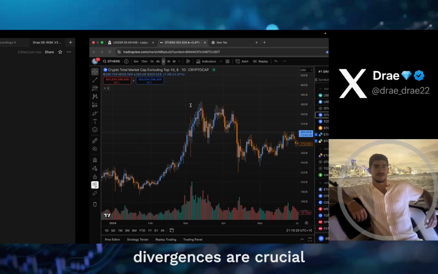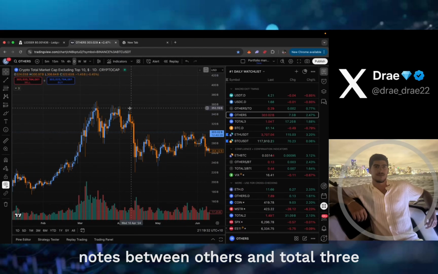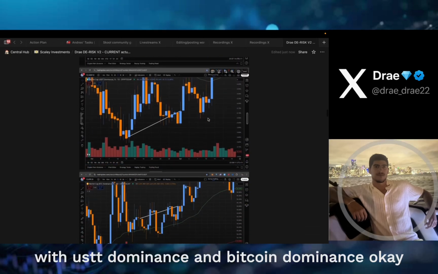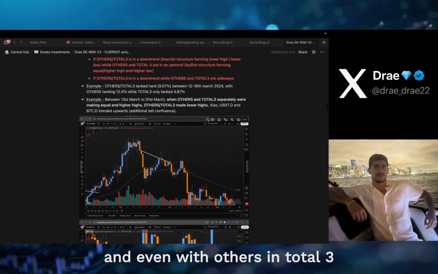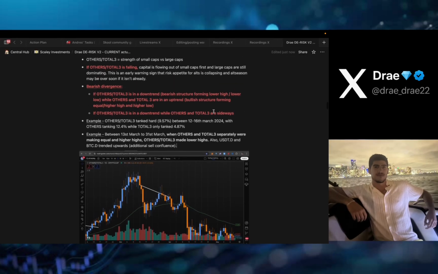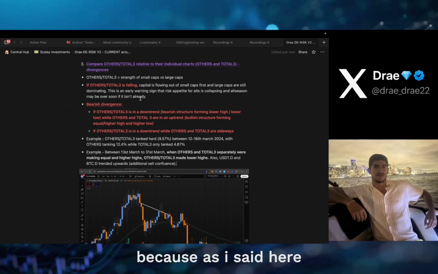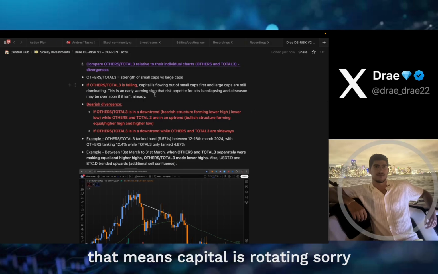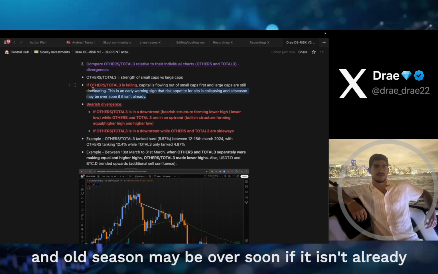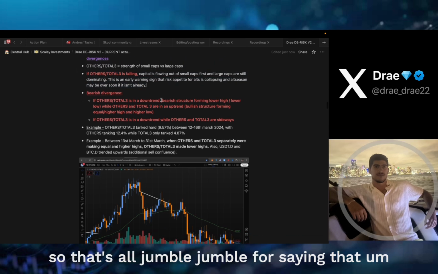Basically, divergences are crucial to note between others in total 3, with USDT dominance and Bitcoin dominance, okay? And even with others in total 3, because as I said here, if others in total 3 is falling, that means capital is flowing out of small caps first and large caps are still dominating. This is an early warning sign that risk appetite for alts is collapsing and alt season may be over soon if it isn't already.